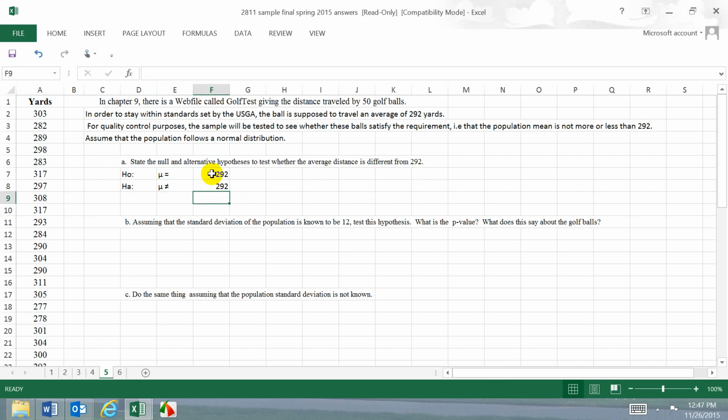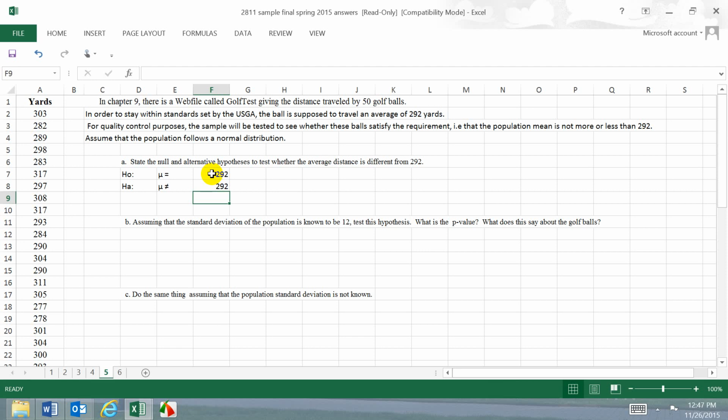Again, why is it two-tailed? Because we're concerned that it not be more or less. So that's one way of saying that it's two-sided. Another way of saying it is if we want to check, is it 292 or is it different than 292? That would also mean that it's a two-tailed test. All right, so we have the null and the alternate hypotheses.